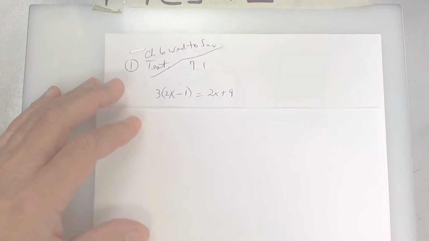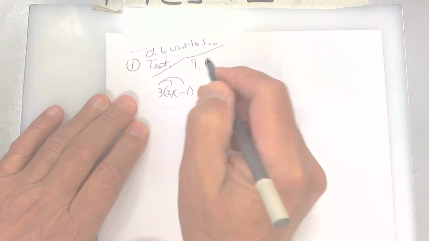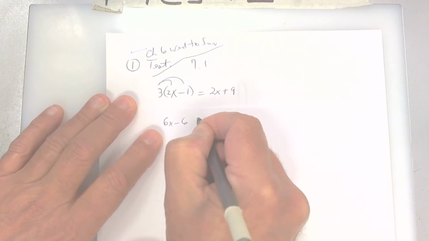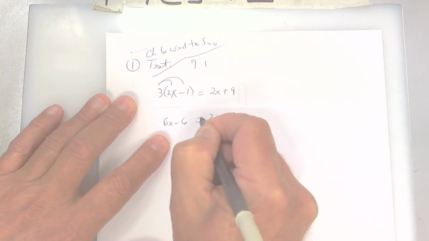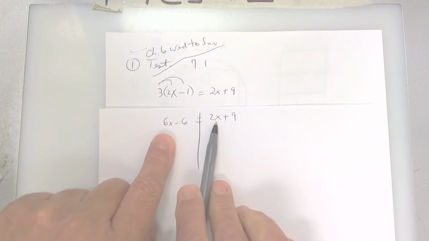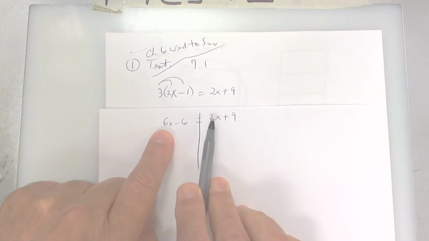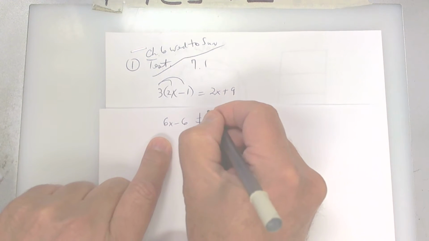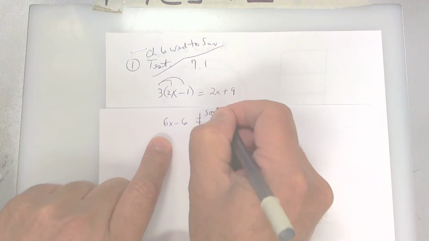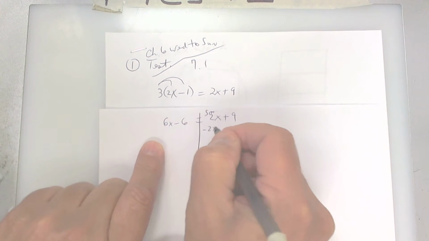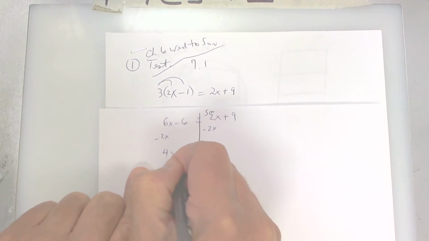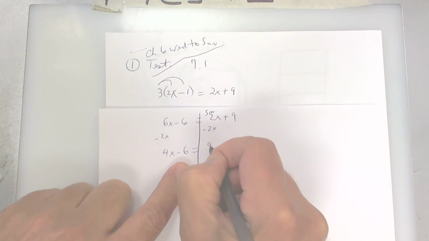This one right here, you're going to go ahead and distribute. So you're going to get 6x minus 6 is equal to 2x plus 9. Now, draw a line. See how these x's are on opposite sides? You cannot add them up. But go after the smaller x's. This one is smaller, so you want to subtract 2x from both sides. So you get 4x minus 6 is equal to 9.